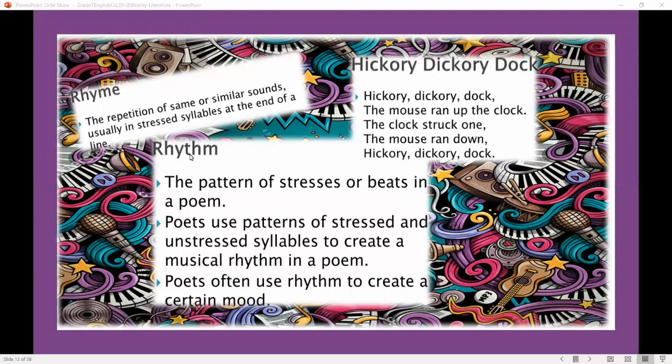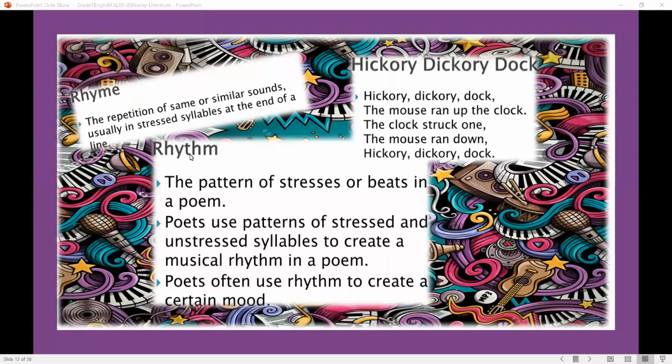Like if I go hickory dickory dock, the mouse ran up the clock. Clock struck 1, the mouse ran down, hickory dickory dock. Okay, so now that is your rhythm. So rhyme is like dock and dock, and it rhymes because it sounds the same. Then you have a rhythm, which is the beat in the poem.